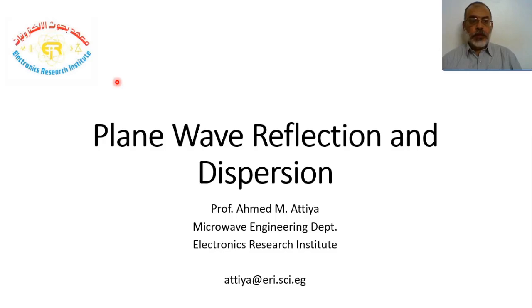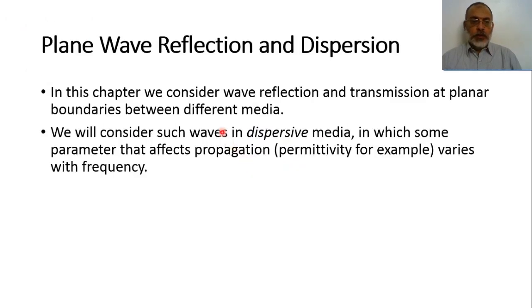This is chapter 12 in Engineering Electromagnetics by Hayt and Buck. The title of the chapter is Plane Wave, Reflection and Dispersion. In this chapter, we are going to consider wave reflection and transmission at planar boundaries between different media. This reflection and transmission include the cases of normal incidence and oblique incidence.